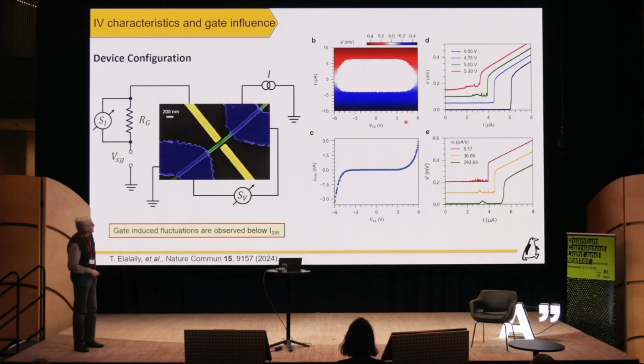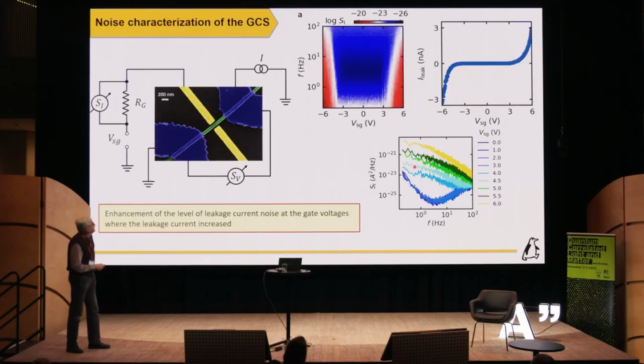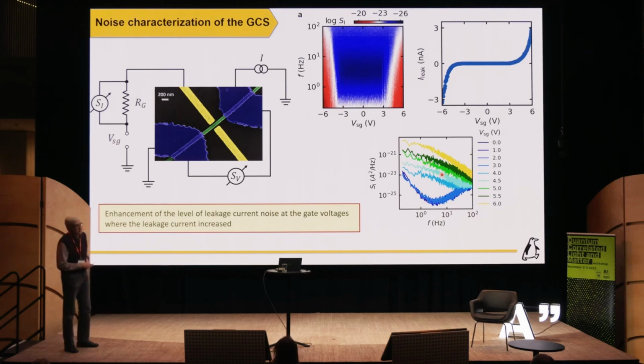This is the leakage current, how it goes as a function of gate voltage. And now here you then have the noise of the gate leakage current. It's shown here. Or you can take a look at this one. So you can see that when you have leakage current, your noise goes up. And it's clearly like 1/f noise in this.